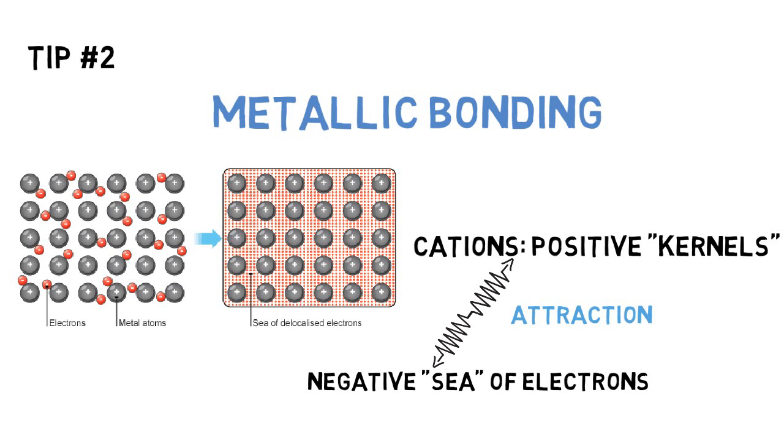This is why sodium with one valence electron has a melting point of 97.8 degrees Celsius, while magnesium with two valence electrons has a melting point of 649 degrees Celsius. They are both in period 3.